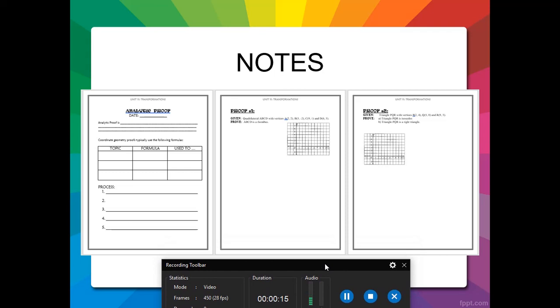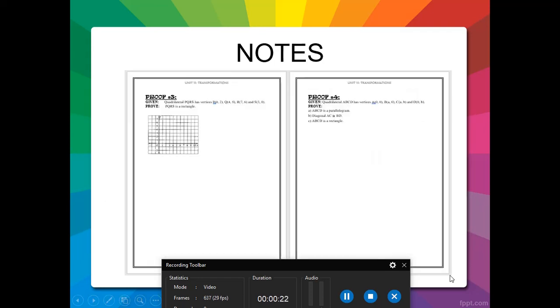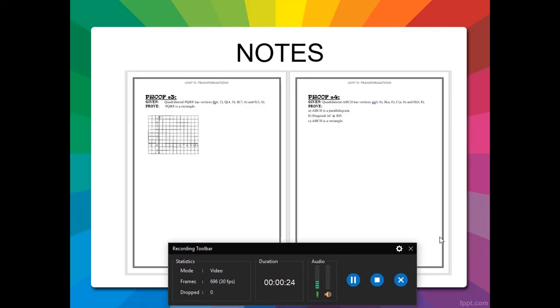There are 5 pages to the note packet. We're going to complete the first 3 pages that you see here today. And then these are the 2 pages that you can find, but we'll need these for tomorrow.